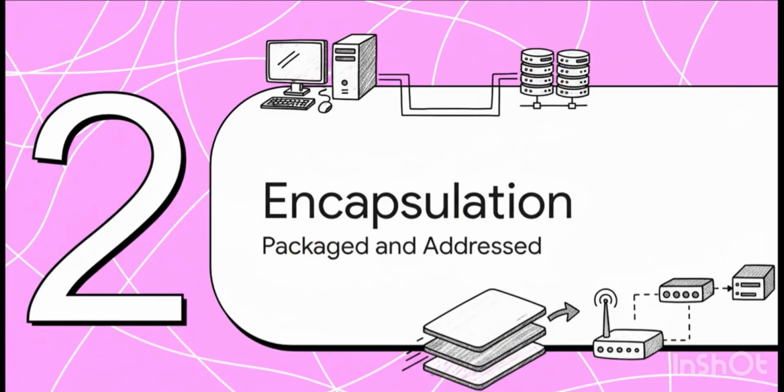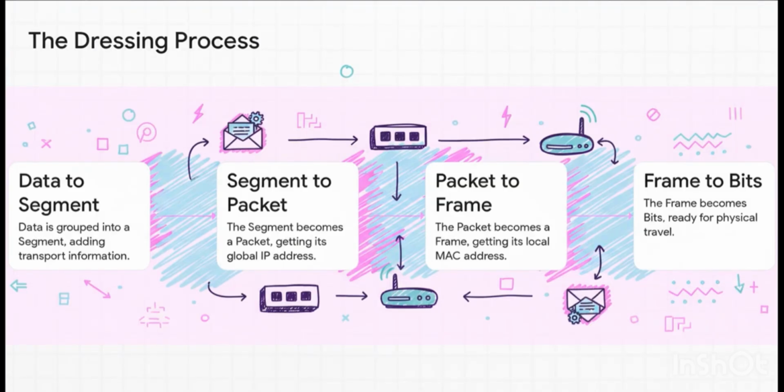Okay, so our data's been broken down. But you can't just send it out naked, right? It needs to get properly packaged and addressed. This process has a name: encapsulation. It's kind of like getting our packet all dressed and ready for its big trip by giving it multiple layers of instructions. What's so cool here is how each step adds a new, essential layer of information. First up, the data becomes a segment. This layer basically tells the computer on the other end which app this data is for. Like, is this for your web browser or your email?